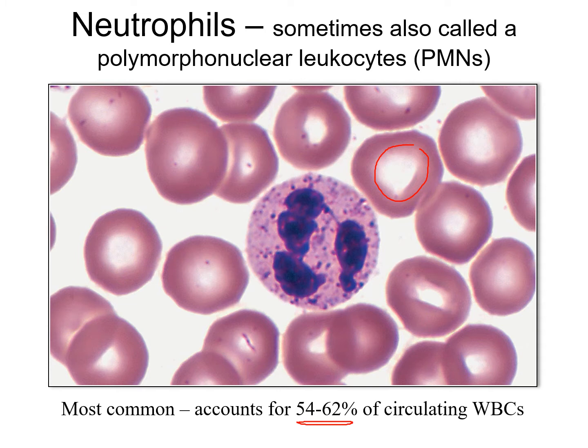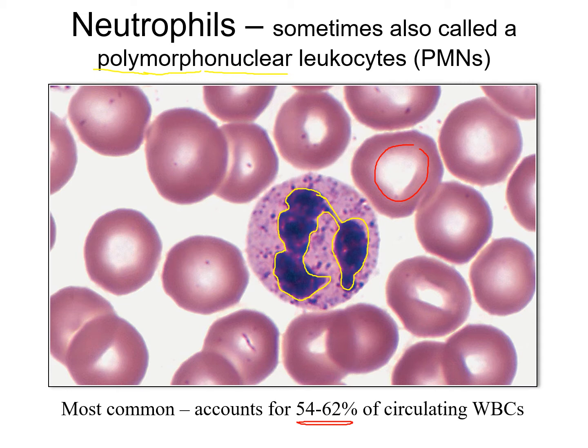And pay particular attention to two things here. First, the presence of stained granules in the cytoplasm, these purple dots. And the other thing that's quite interesting about the neutrophil relates to its nucleus. This is a single nucleus, quite an interesting shape, isn't it? It has multi-lobed morphology to it, which is often why some books will refer to this as a polymorphonuclear leukocyte, which literally means many-shaped nucleus.